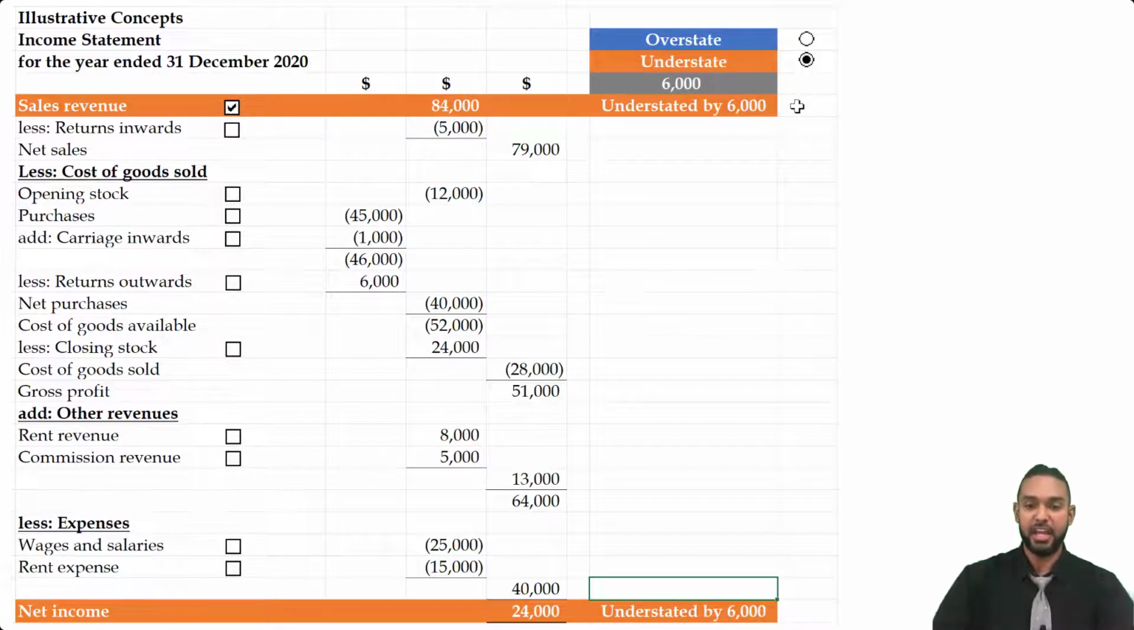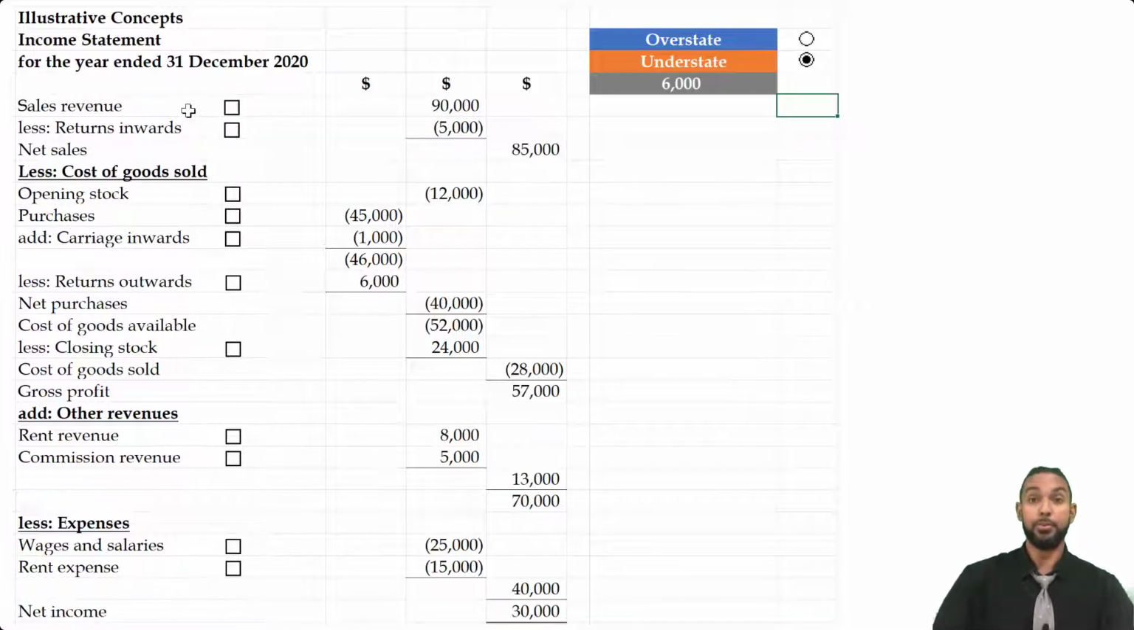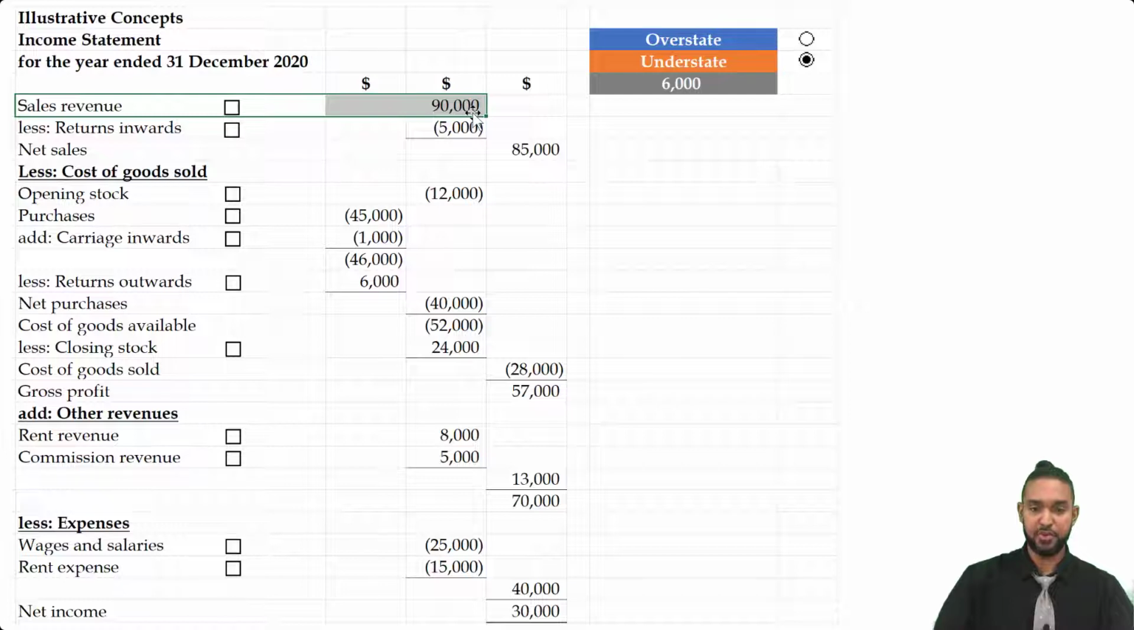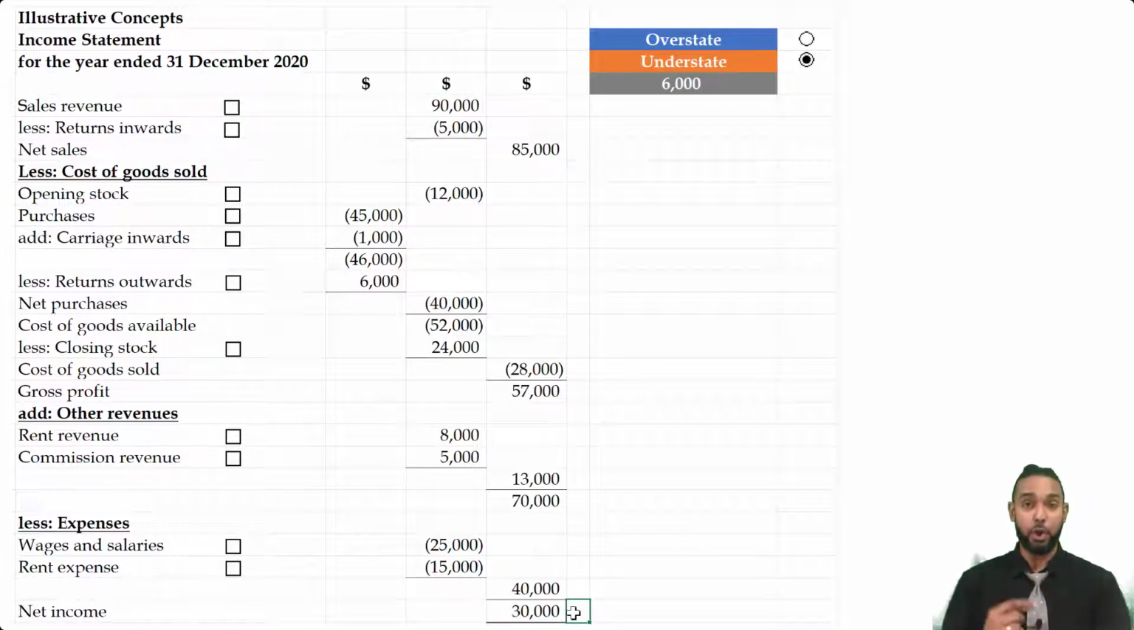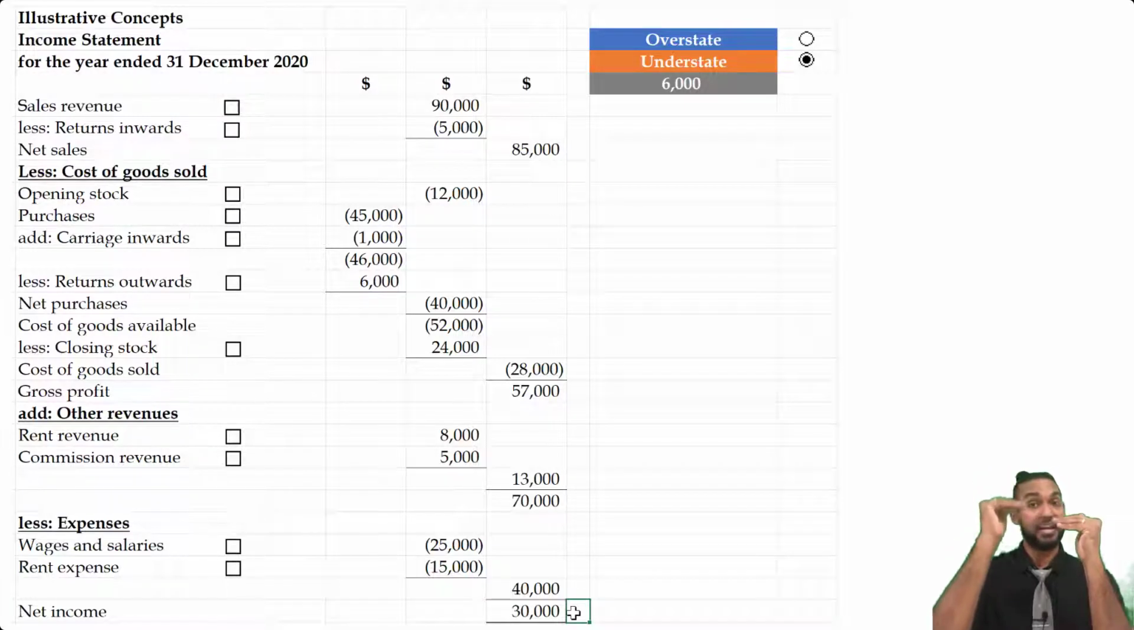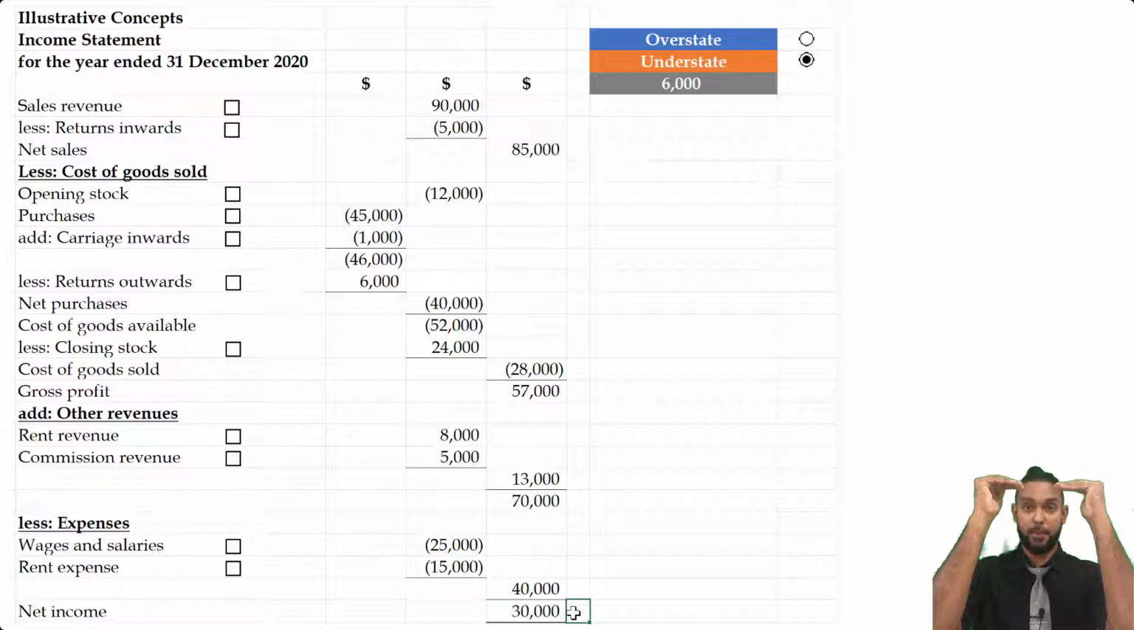Let's take a look. If we remove the error, if we remove the understatement of 6,000, sales revenue is going to go up from 84 to 90. And I bet you that net income is going to go up from 24 to 30. Let's take a look. There you go. See, we removed the understatement. Sales revenue went up to 90 and net income went up to 30. So when you correct the understatement of revenue, revenue goes up. And if revenue goes up, profit goes up as well.